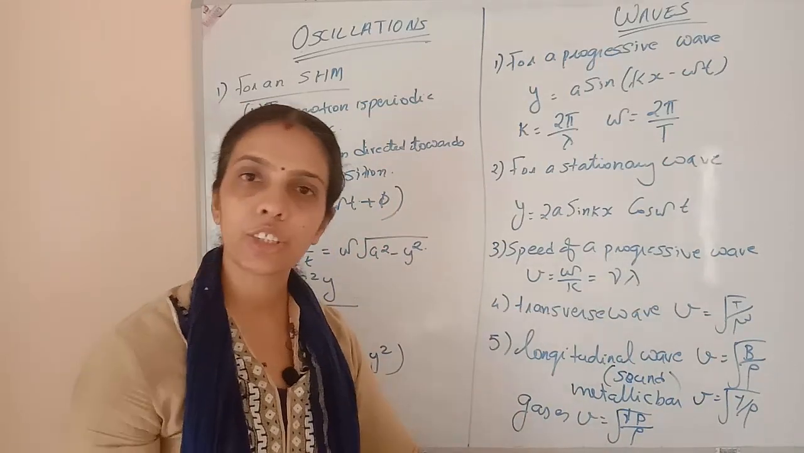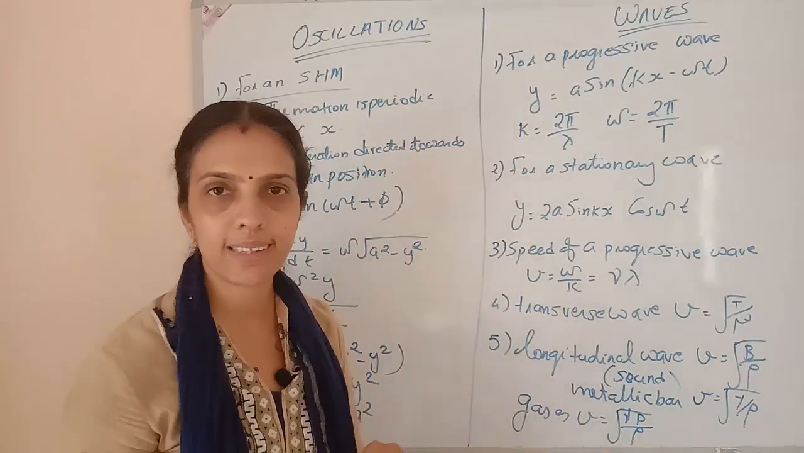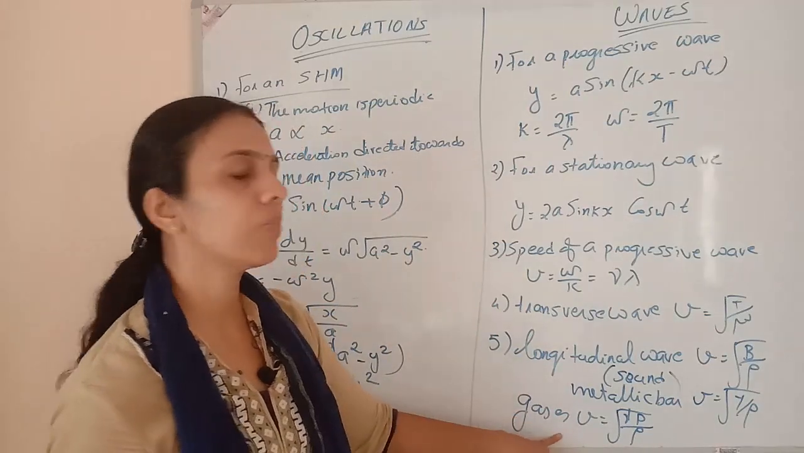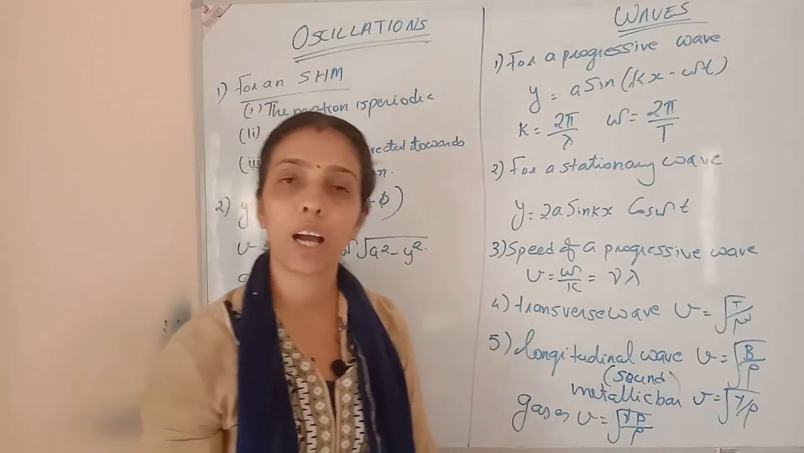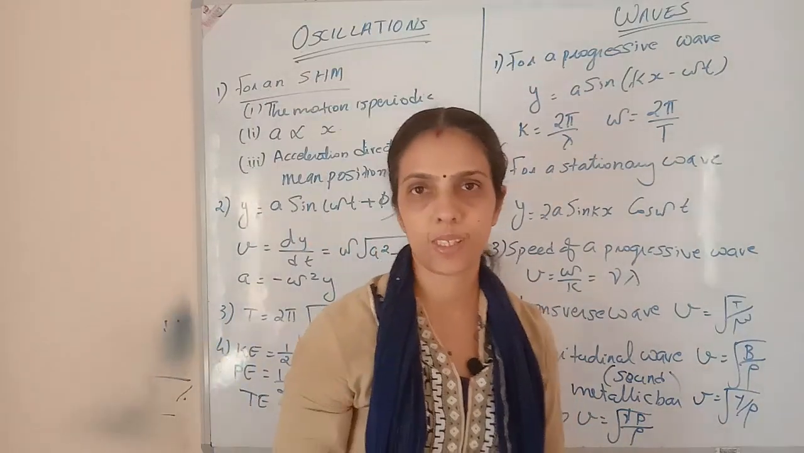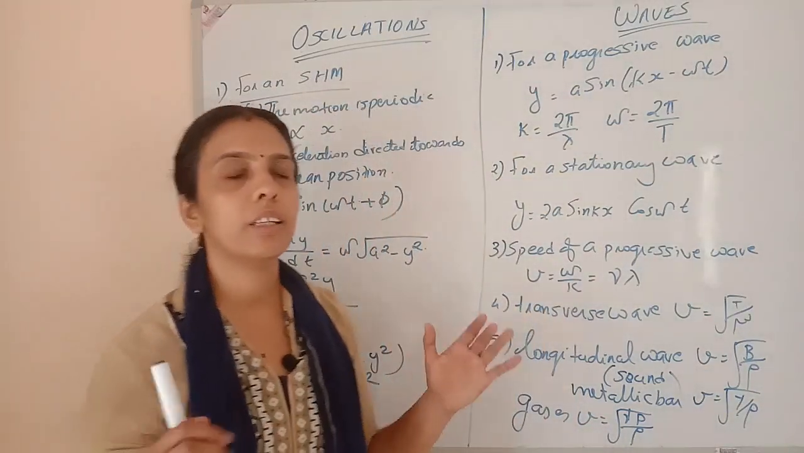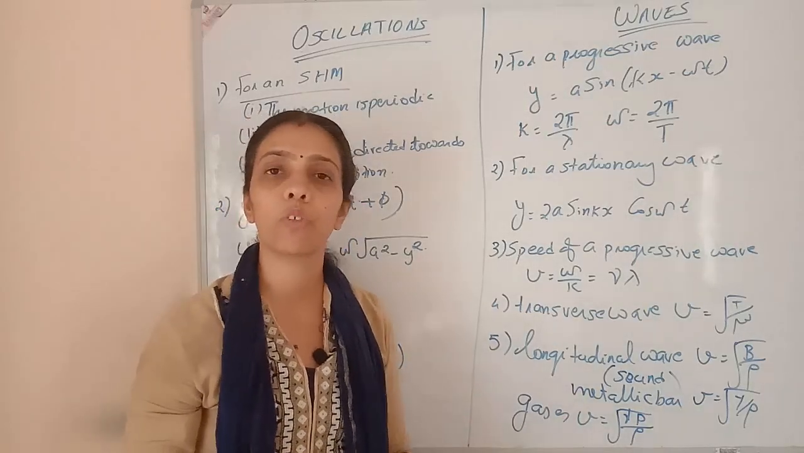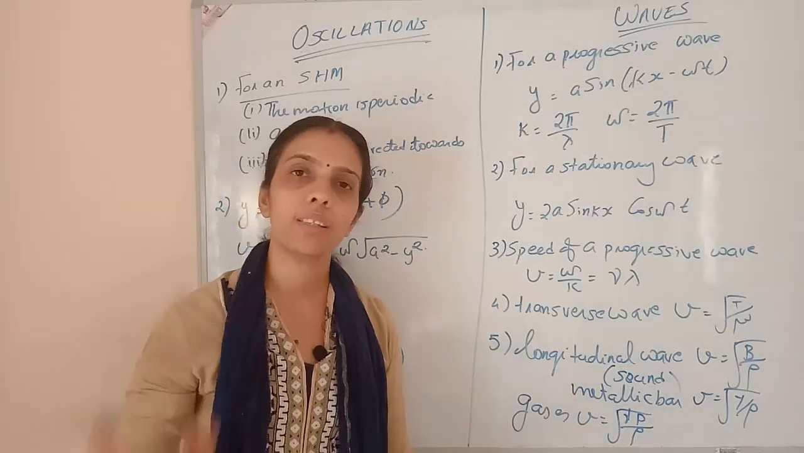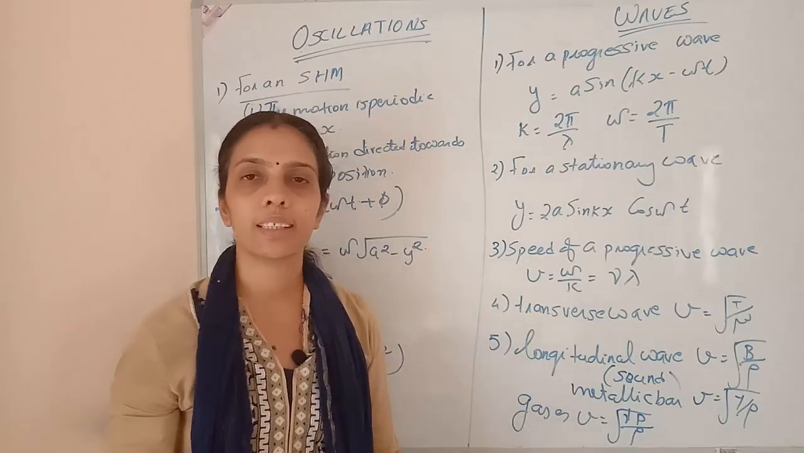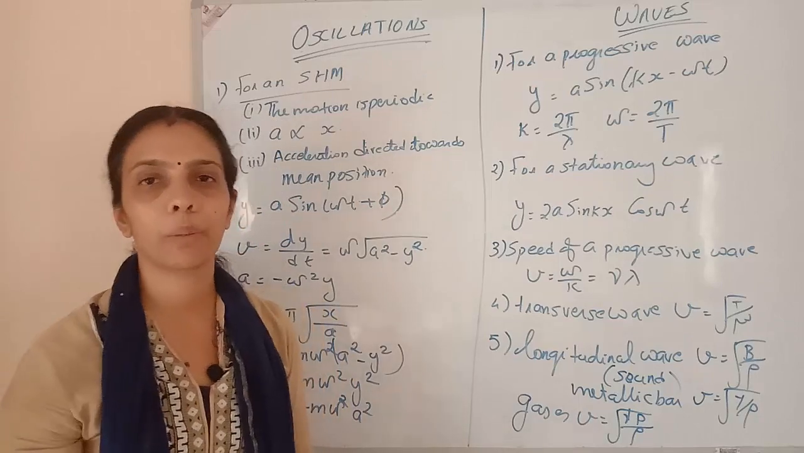These derivations are through dimensional analysis only. Remember, right? Next, in the case of a gas, we consider v equals root of gamma P by rho, considering it as an adiabatic process. This is the Laplace correction over Newton's formula. Newton suggested v equals root of P by rho. Here we consider v equals root of gamma P by rho.